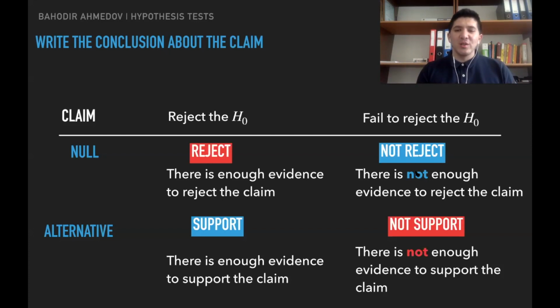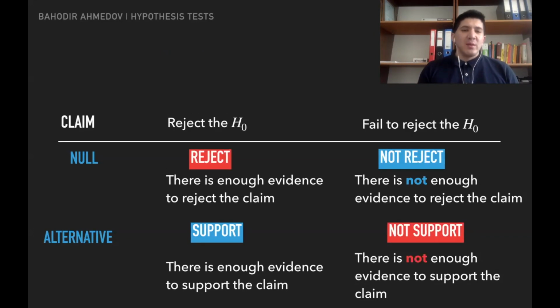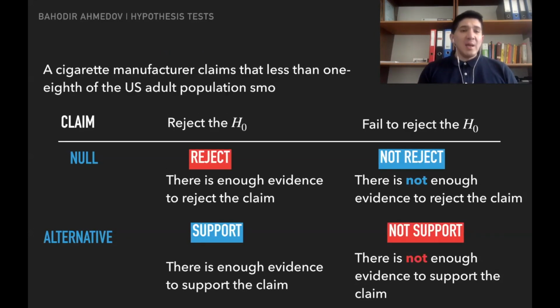You need to use "not" in both of these rows, and we don't have "not" in the other. So just use this table to figure out how to write down the proper conclusions. Everything is more or less logical. Now, for example, a cigarette manufacturer claims that less than 1/8 of the US adult population smokes cigarettes.